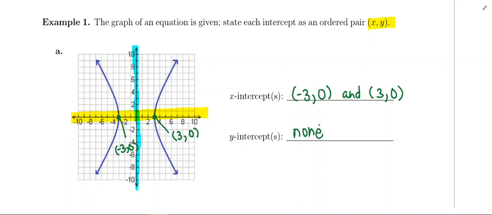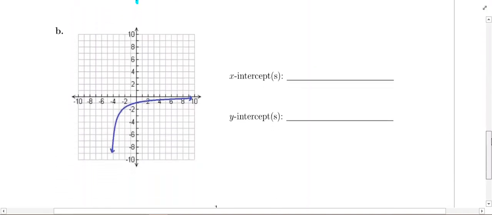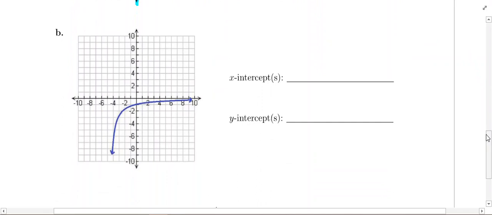All right, so here we go. Let's look at another one. Here's example 1b. Same thing. You've got a picture of a graph. This graph represents some equation. We don't have that equation at our disposal, so we have to rely on the picture to answer the question.